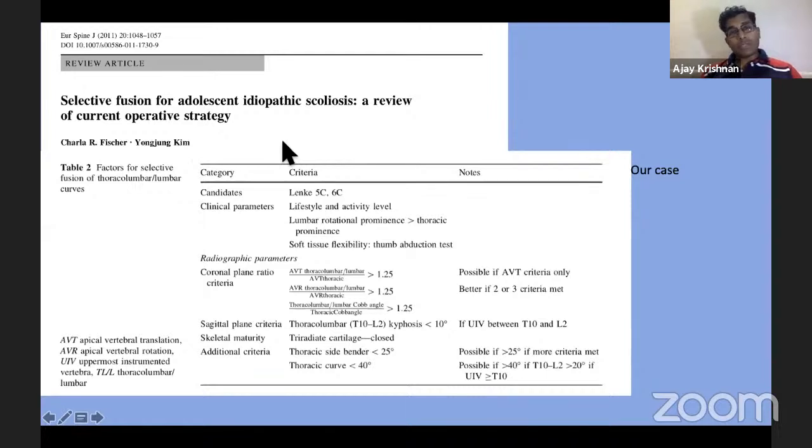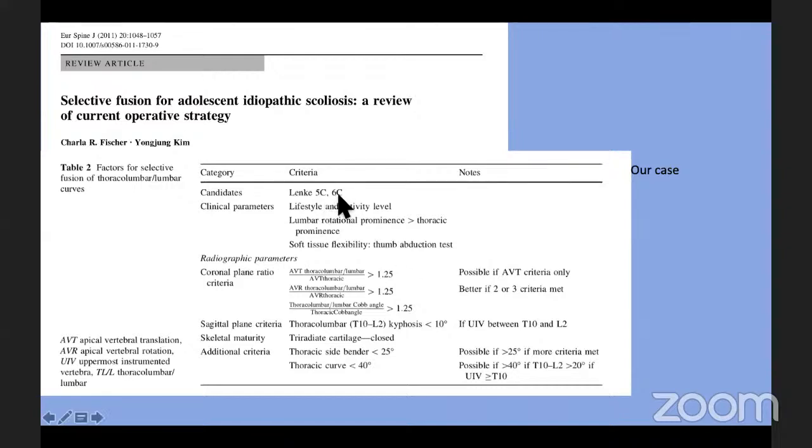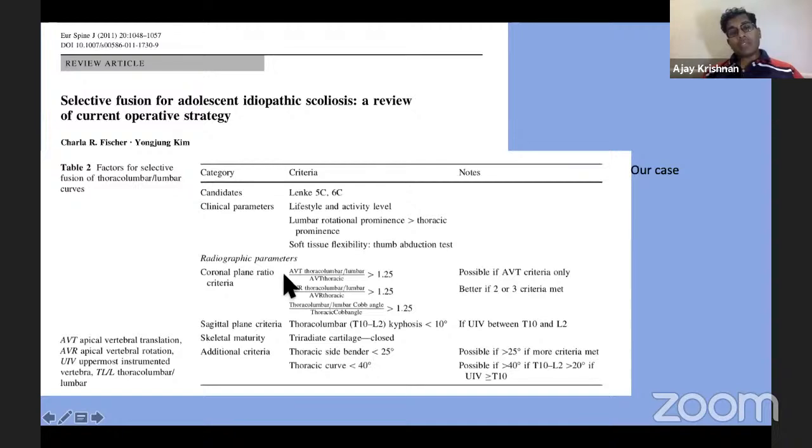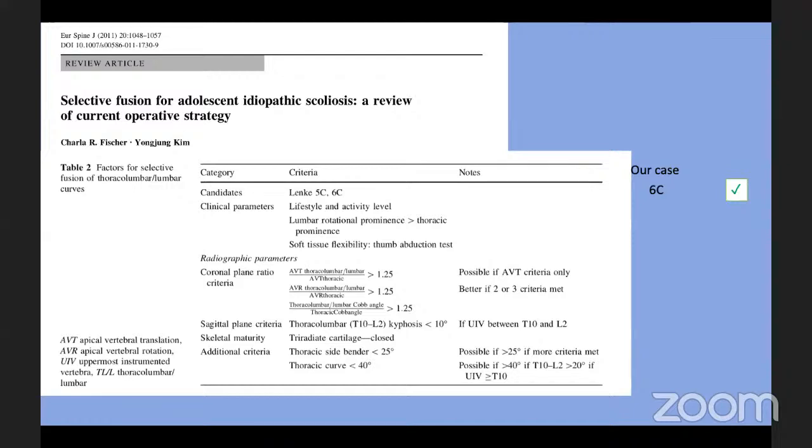This is Fischer's classification, wherein they would use selective fusions in 5C and 6C. And the ratios between AVT and AVR and the Cobb angle measurements, if they are more than 1.25, they would consider a selective fusion. At the same time, the thoracolumbar kyphosis has to be less than 10 degrees. That is the criteria they use for the selective fusions. So I didn't do a selective fusion because, being Lenke, I did from T5 to L4. But you can selectively use it in many of the cases.